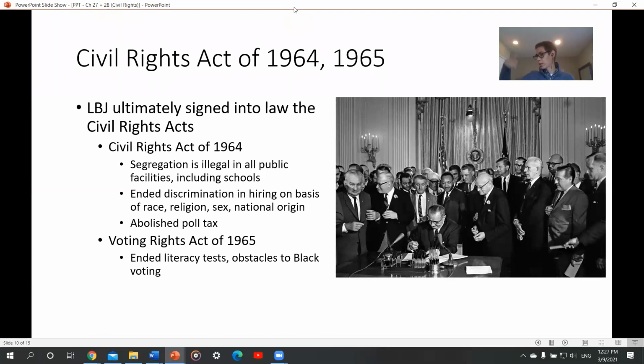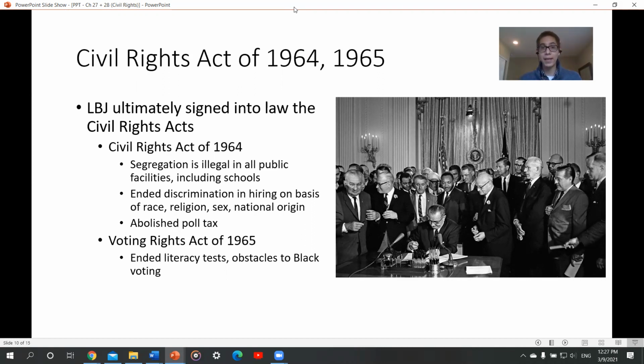And so finally, after the March on Washington and after the brutal attacks at Selma, the federal government finally took action with the Civil Rights Act of 1964, before Selma, okay, and the Voting Rights Act of 1965, both signed into law by Lyndon B. Johnson. LBJ, in case you forgot, was JFK's vice president, a Southern Democrat. So Democrats signing into law this civil rights legislation.